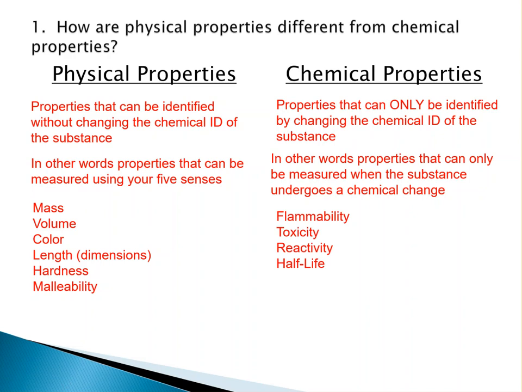Toxicity, when poisons interact with the cells in our body, those are chemical changes that are occurring. You can only tell how toxic something is by ingesting and digesting it. Chemical reactivity is how well things react or how vigorously they react. You can only tell that by undergoing chemical reactions. And half-life is actually an example of something that's a chemical property, because in order to measure the half-life, we have to undergo radioactive decay, which changes the nature of the element. In many cases, radioactive decay actually creates brand new elements in the process.